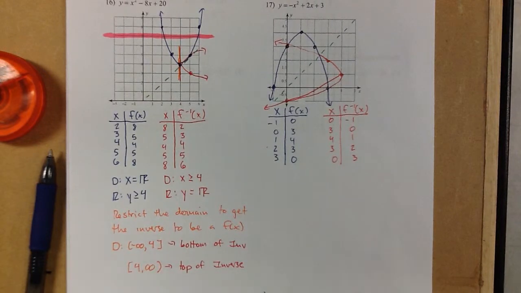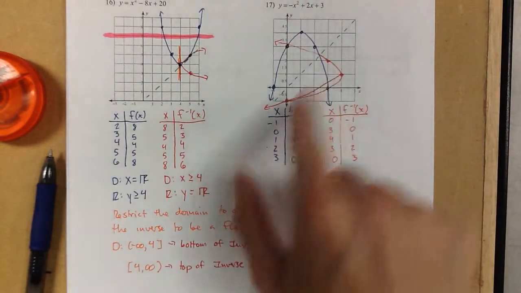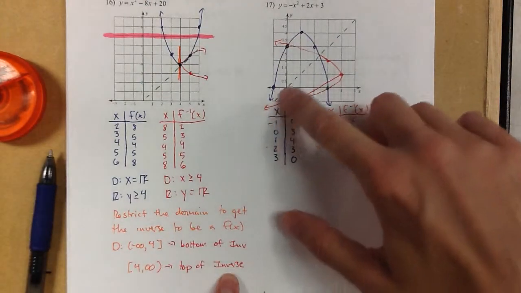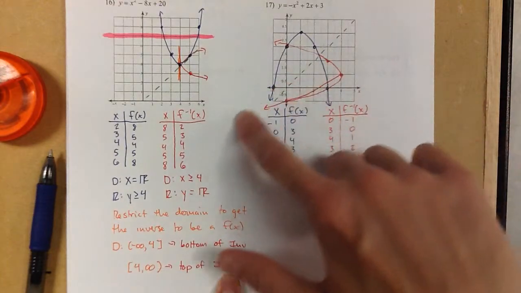Okay, so on here we have them both graphed, okay? And I did a really poor job graphing it there. So here's our line y equals x. That's what it reflected over.